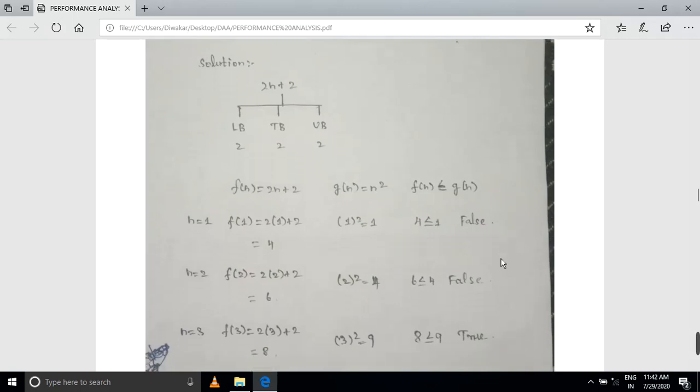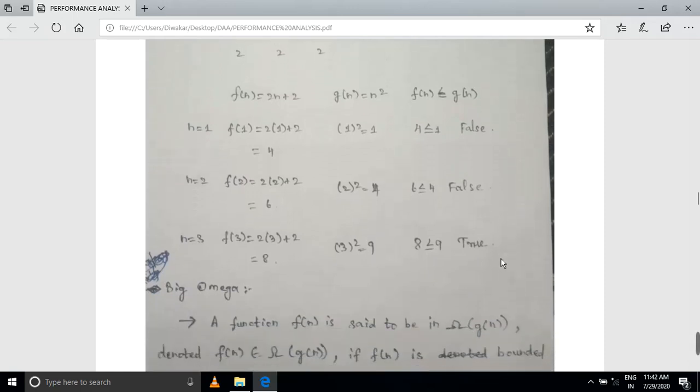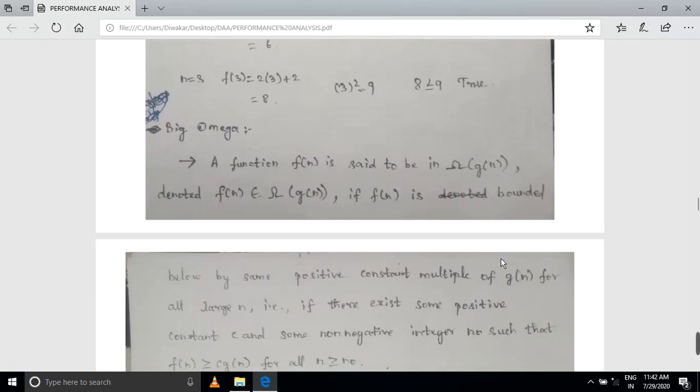Next is big omega. We say a function f of n is said to be in omega of g of n. Before, when we said f of n is in big O, we wrote big O of g of n as mentioned below. If you change this to omega, f of n belongs to omega of g of n, and f of n is bounded below when using big omega, but in big O we say bounded above.